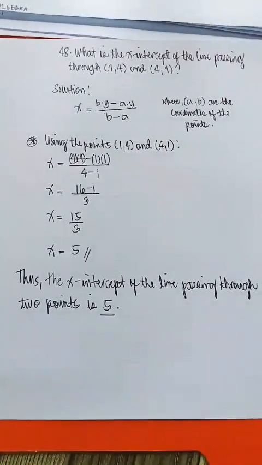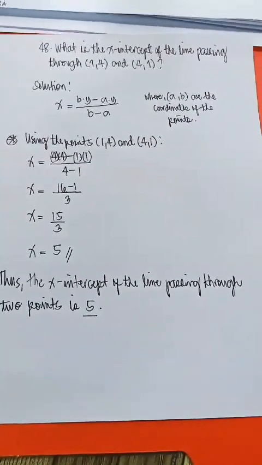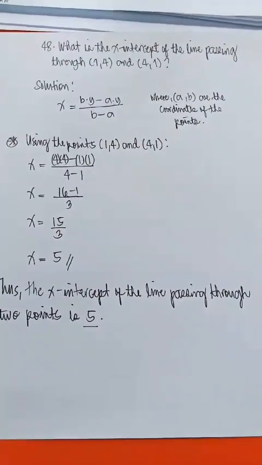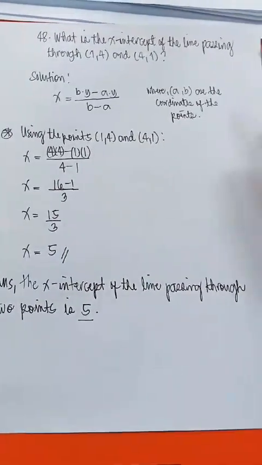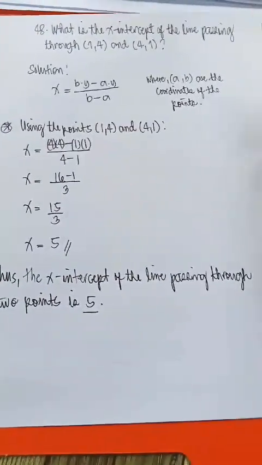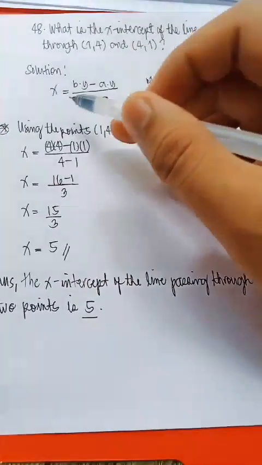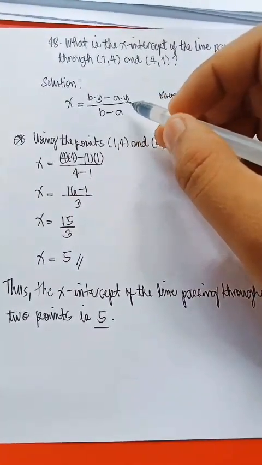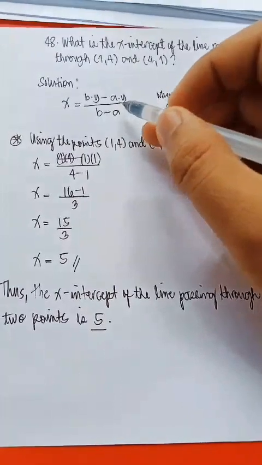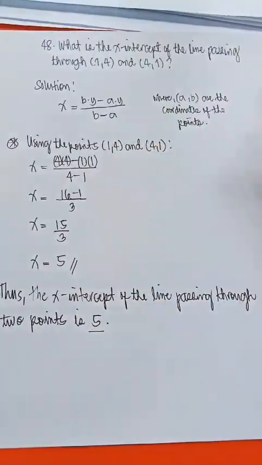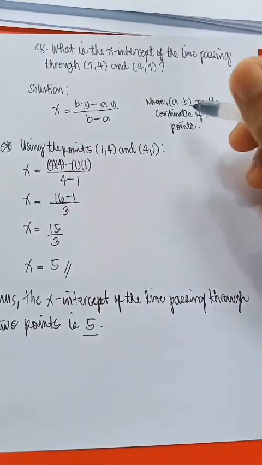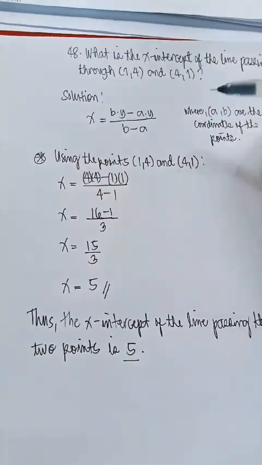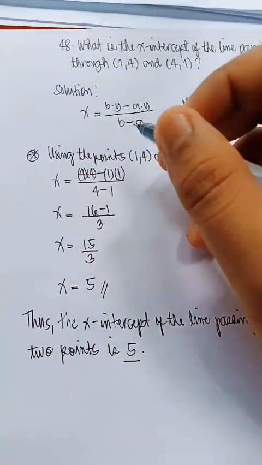Problem number 48. What is the x-intercept of the line passing through 1, 4, and 4, 1? So our solution is this. In this problem, we use this formula: x equals b times y minus a times y over b minus a, where our a and b here are the coordinates of the points. So using the points, let's substitute this to the formula.